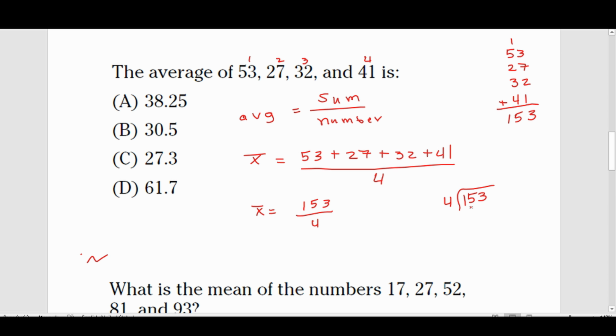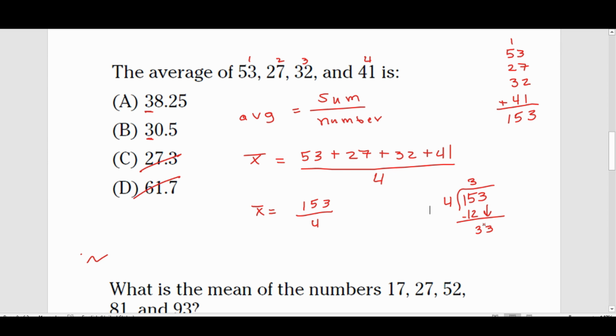4 goes into 1. It doesn't. 1's too small. 4 goes into 15 3 times without going over. 4 times 3, of course, is 12. 15 minus 12 is 3. Drop down this 3. As we can see, our answer is going to start with 3. So we can go ahead and get rid of these two.